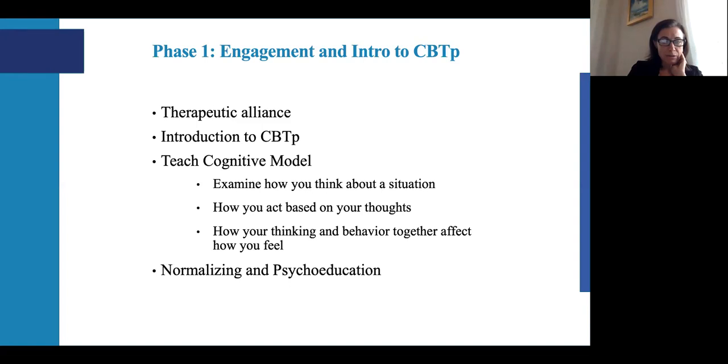You want to also teach the cognitive model. And you saw from Jen's example, when she was the therapist introducing CBTp, she starts to talk about the cognitive model. She starts to talk about what kinds of things people think when they're feeling depressed and they hear a knock at the door, and what kinds of things they do. That is the cognitive model, essentially. How do you behave? How do you think? And how does it affect your emotional state and your physical state? And then there's a fair amount of normalization and psychoeducation, which we'll describe some elements of.